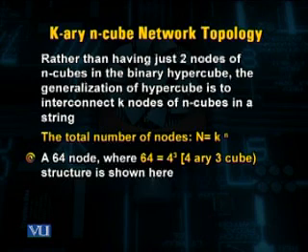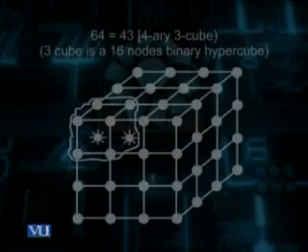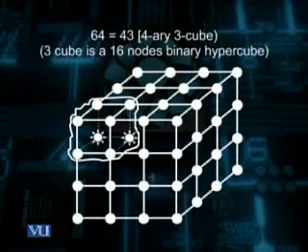Here, the value 64 is equal to 4 raised to power 3, which gives us a 4-ary 3-cube. It is shown over here, which is a 3-cube structure. And these similar 4 sets of 3-cubes are repeated in this structure.